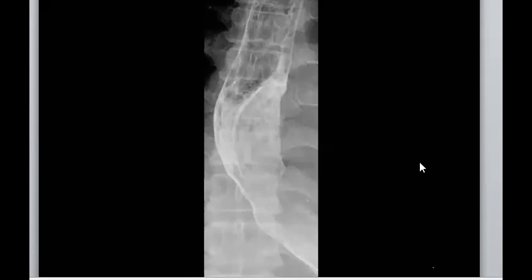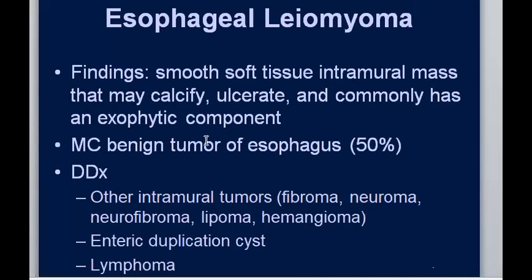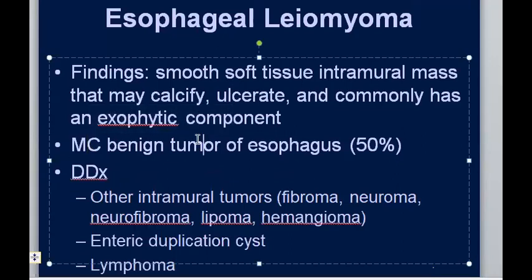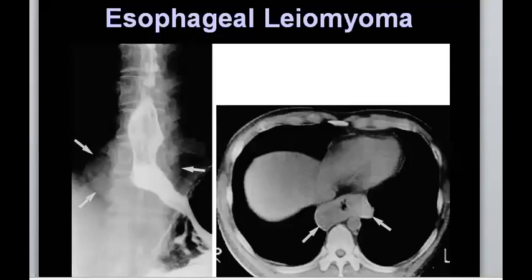Duplication cyst, enteric duplication cyst, fibroma, neuroma, neurofibroma. Okay. Let's shift to next. So this is the esophageal leiomyoma, which is the most common benign tumor of the esophagus. And they have many appearances of esophageal leiomyomas.